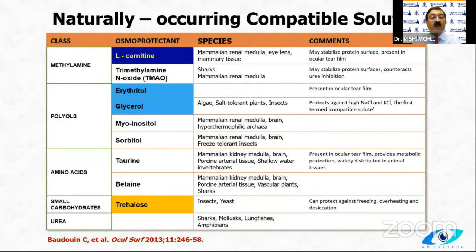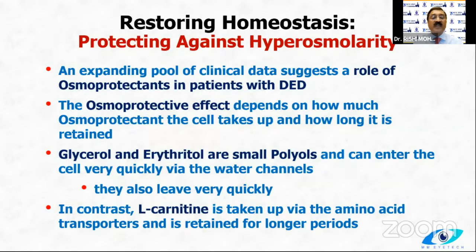So here are some of the osmoprotectants that exist in nature. L-Carnitine, erythritol, glycerol, and trehalose are some of those that have been used now in ophthalmic preparations for dry eye. So to restore homeostasis, one has to protect against hyperosmolarity. There's an expanding pool of clinical data that suggests that there is a role of osmoprotectants. This osmoprotective effect depends on how much osmoprotectant the cell takes up and how long it is retained.